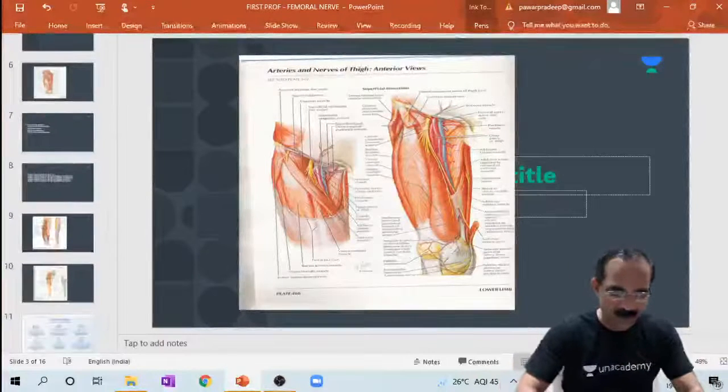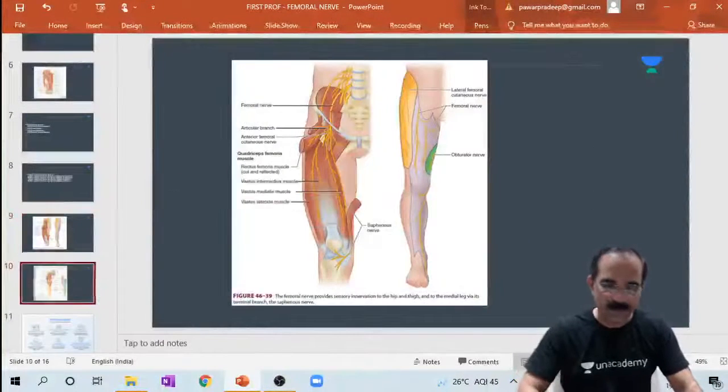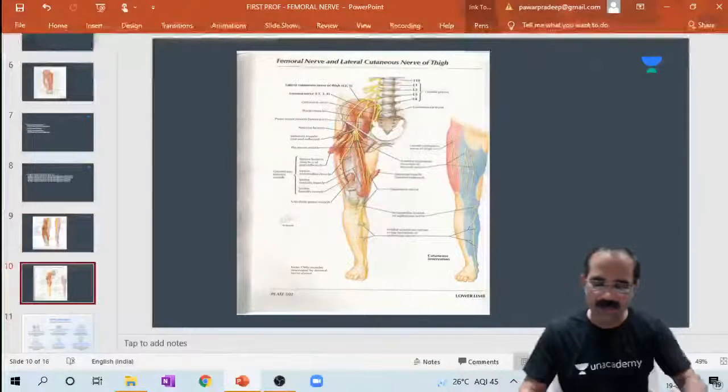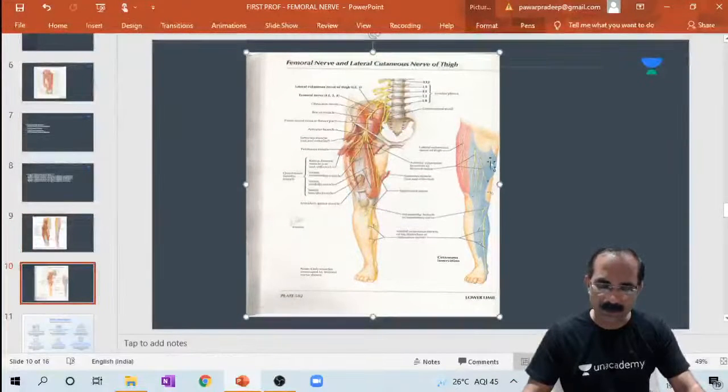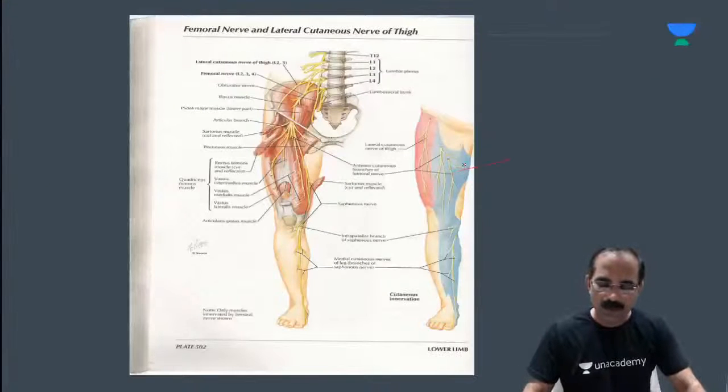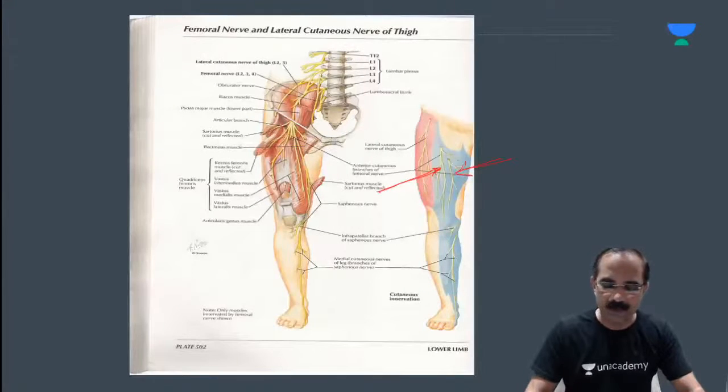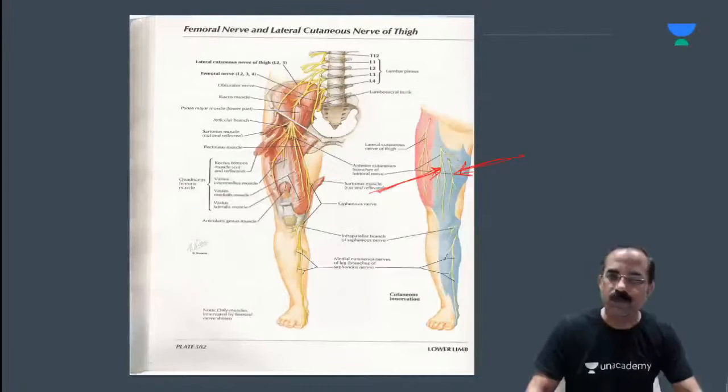which gives the two cutaneous branches. Did I show you this? Yes, it supplies the skin on the medial aspect of the thigh. Look at this here, that's the medial aspect of the thigh. It supplies the skin on the medial aspect of the thigh and the skin on the anterior aspect of the thigh. This is what we call the medial femoral cutaneous nerve of thigh and the anterior femoral cutaneous nerve of thigh. Both are branches of femoral nerve.